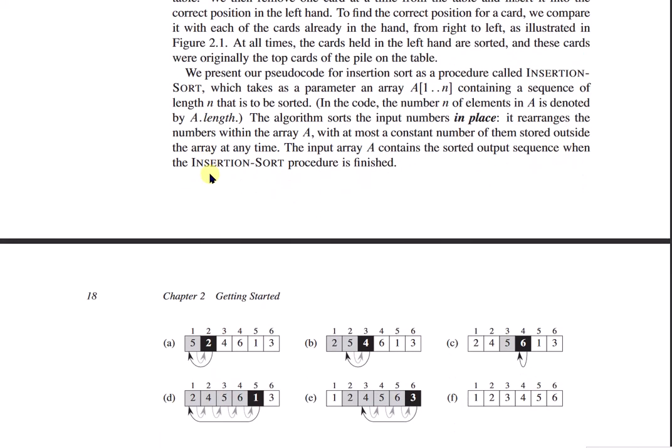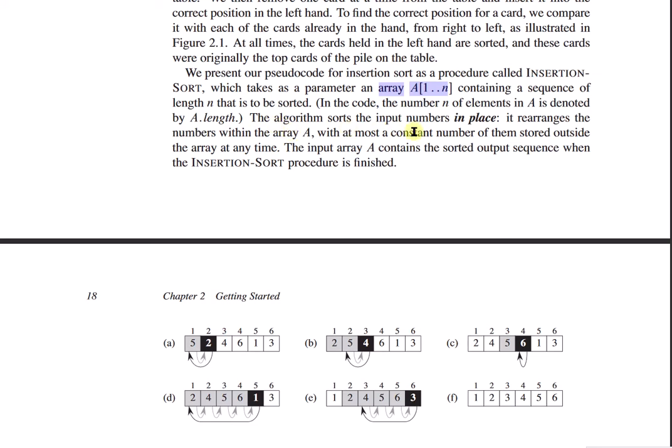We present our pseudocode for insertion sort as a procedure called insertion sort, which takes as a parameter an array A[1..n] containing a sequence of length n that is to be sorted. A sequence is an array of n elements, length n as they have given. This is an array which contains n elements. The number n of elements in A is denoted by A.length.